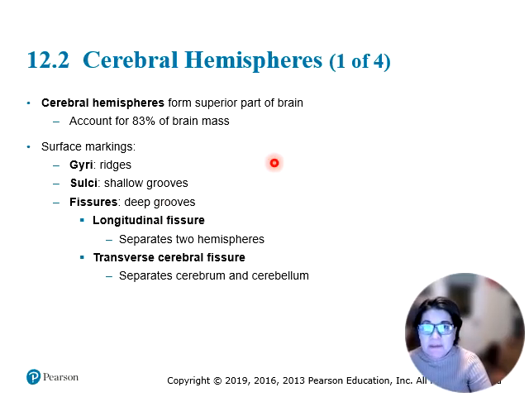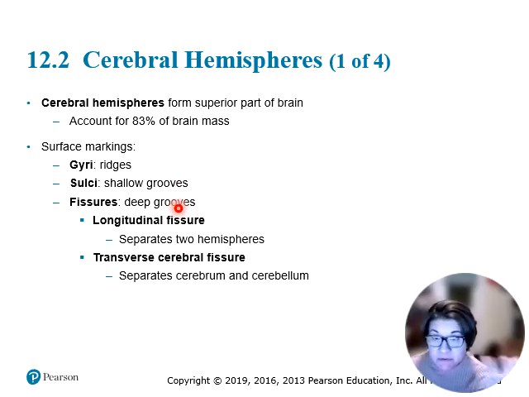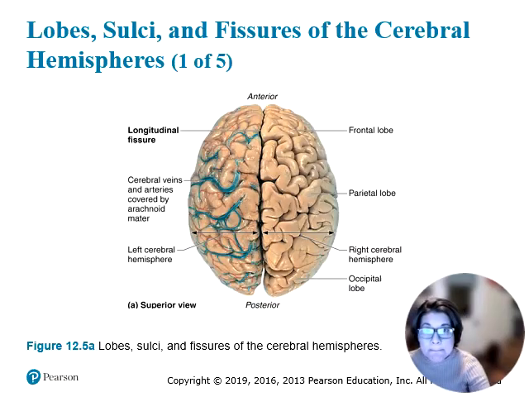So the cerebral hemisphere, your cerebrum, is the biggest part of your brain. That's what makes you smart. It's 83% of your brain mass. It's got a bunch of different features, and remember, structure and function are intricately woven together. So it has ridges, which are called gyri, or a gyrus, singular. Sulci are the shallow grooves, and fissures are deep grooves. There are longitudinal and transverse ones.